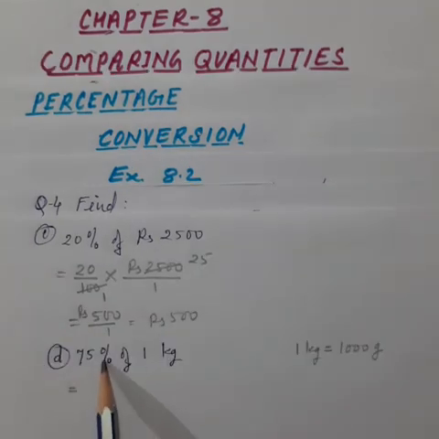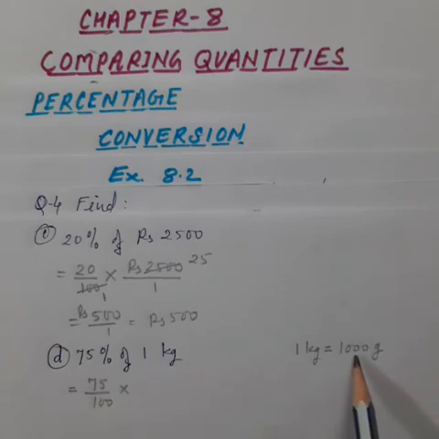D. 75% of 1 kg. Write numerator 75. For this percent sign, divide by 100. Of means into. And for this 1 kg, we will write 1000 grams. Because we know 1 kg equals 1000 grams. So write 1000 grams in the numerator and 1 in the denominator.